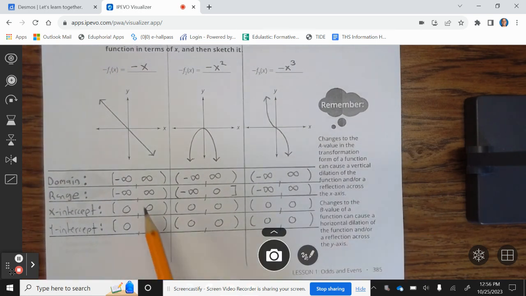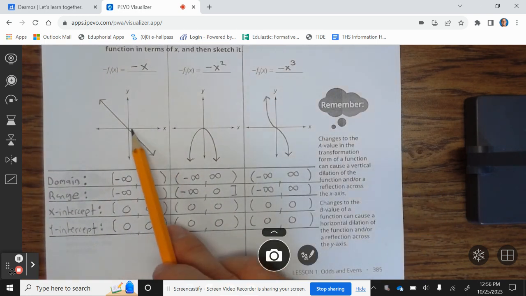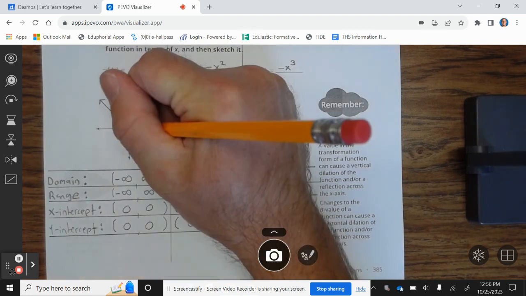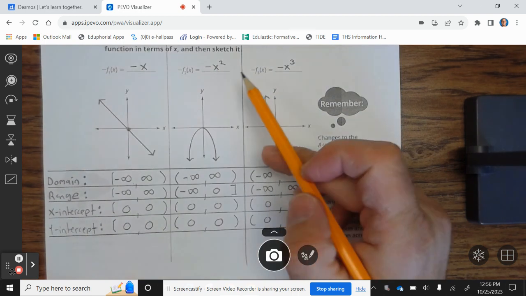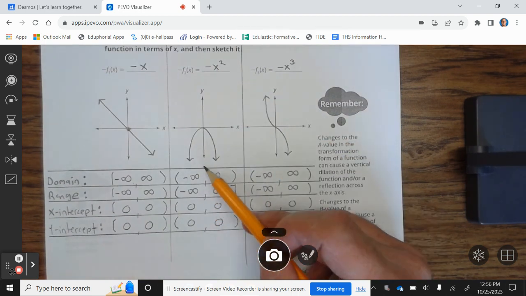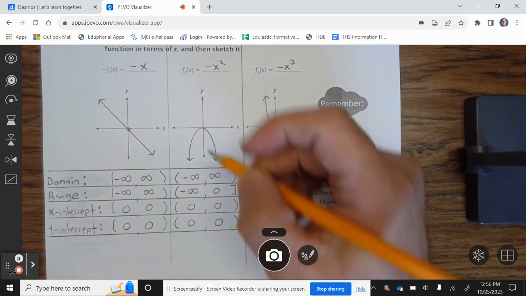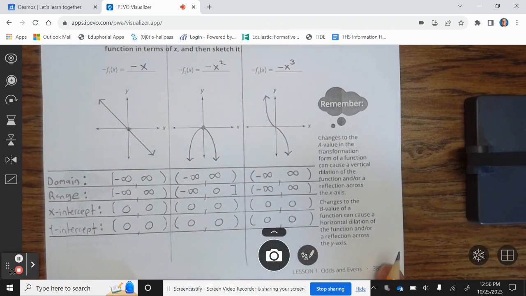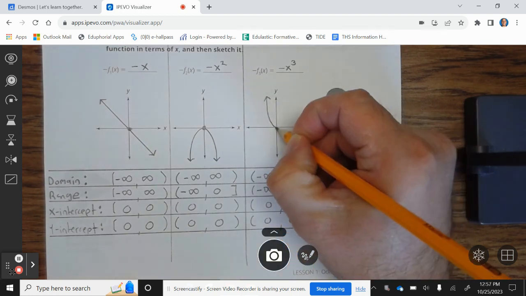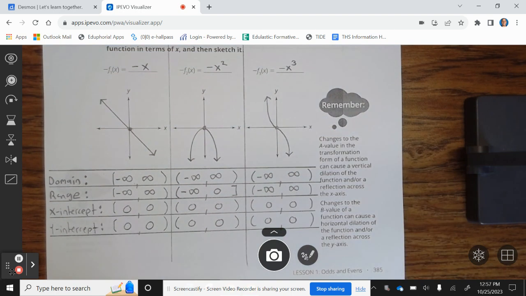Okay. Now the domain and range of negative x are negative infinity to positive infinity, and the x and y-intercept are both 0, 0. For negative x squared, the domain is from negative infinity to positive infinity. The range is from negative infinity to 0, and the x and y-intercept are both 0, 0. For negative x cubed, the domain and range are negative infinity to positive infinity, and both x and y-intercepts are 0, 0. All right, go ahead and finish that up. Well, let's take a look at the next page.